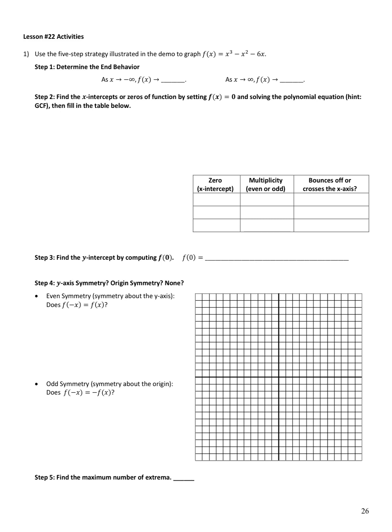These are the Lesson 22 activities for college algebra. Use the 5-step strategy illustrated in the demo to graph f of x equals x cubed minus x squared minus 6x. So we start by determining the end behavior.